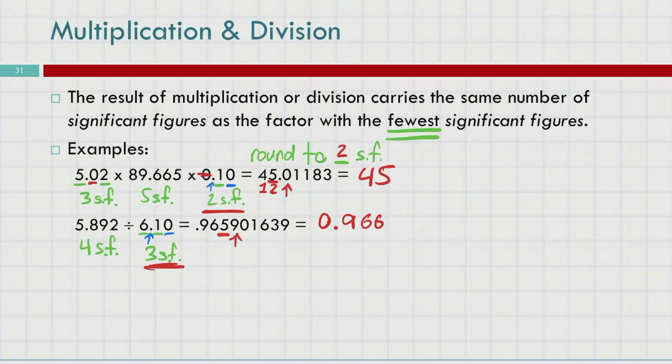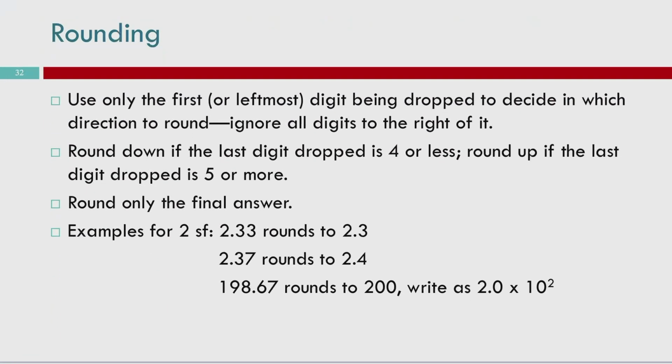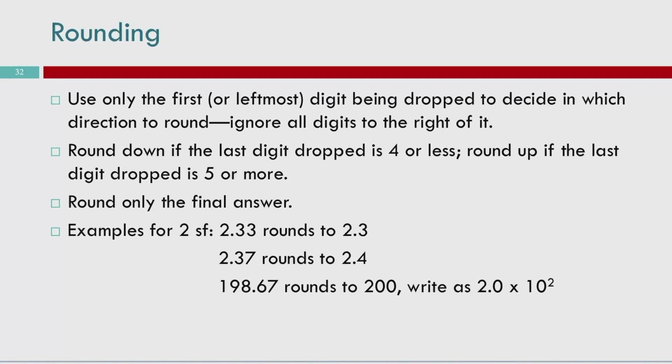All right, coming back from our break, we talked about multiplication and division and mentioned rounding. Some of you may have forgotten how rounding works, so we're going to talk about it. For rounding, we're only going to look at the first number that we drop, the first number after our last significant figure, to decide how we're going to round. We can ignore everything else.